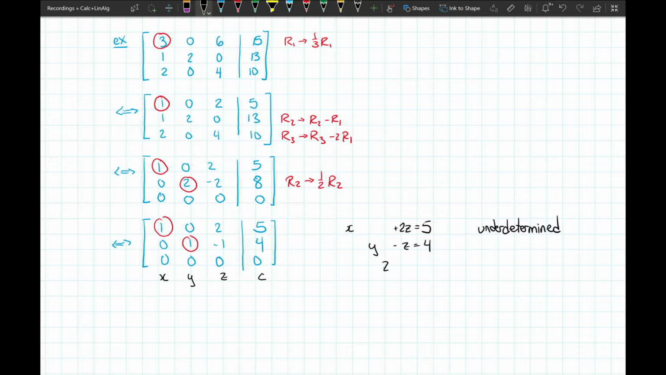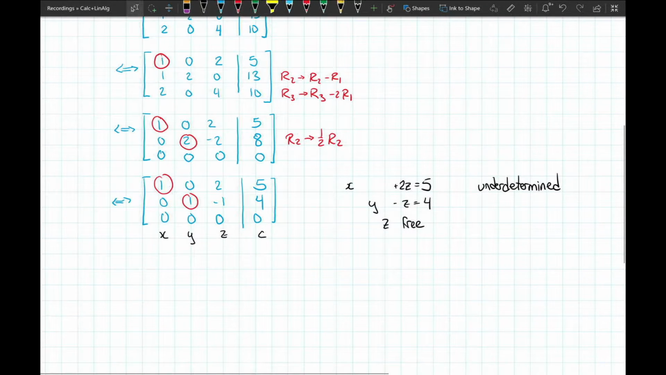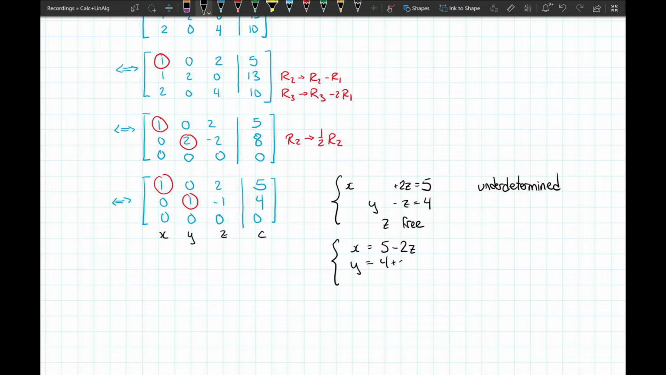Z is a free variable. It can be anything that we like. So let's assign it a value. We'll call it a parameter. Let's call that parameter t. And let's assign z equal to t and see if we can express a solution in terms of that parameter. Now, first of all, each of these equations, they form a system, and that system can be translated into x equals 5 minus 2z, y equals 4 plus z, and z is a free variable.